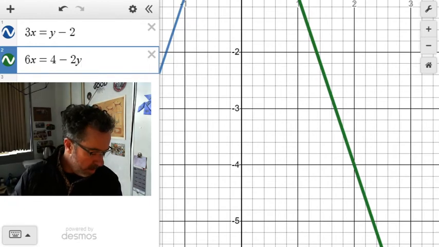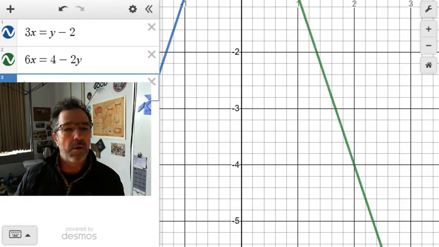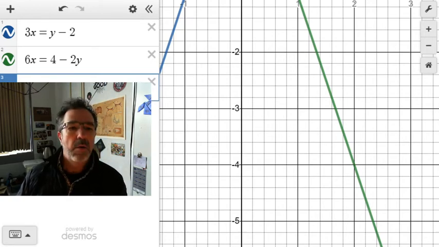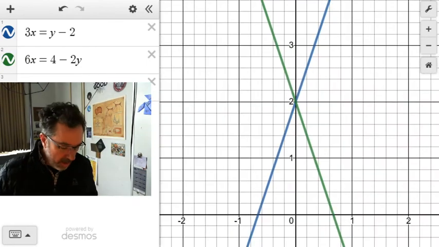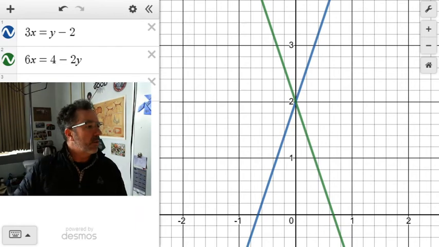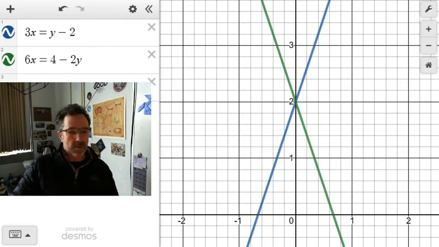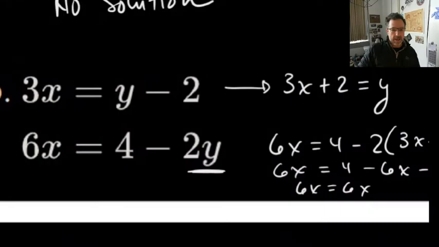Wait. 3x equals y minus 2. 6x equals 4. Oh, I'm wrong. What did I do? I made a mistake. 3x equals y minus 2, and 6x equals 4 minus 2y. I did something wrong. Let's go back and look at that.